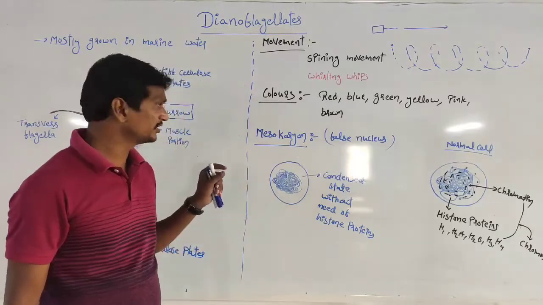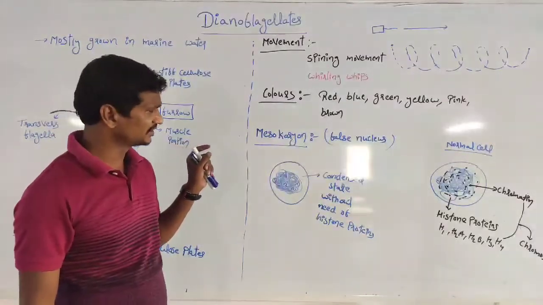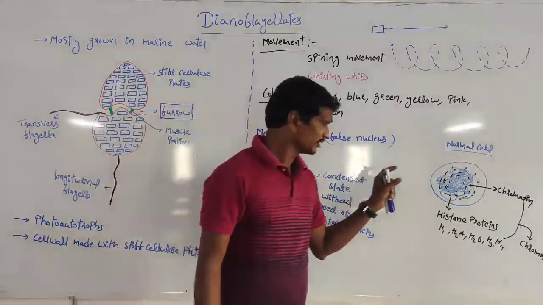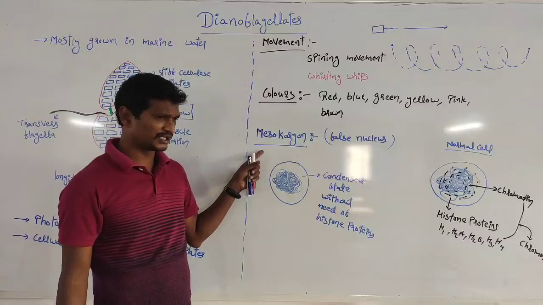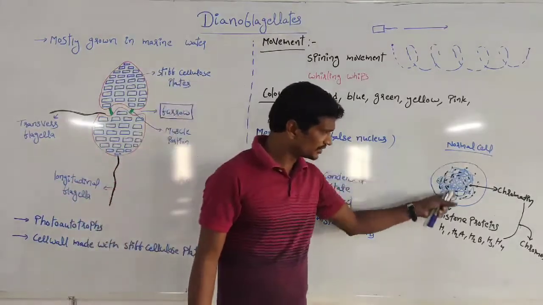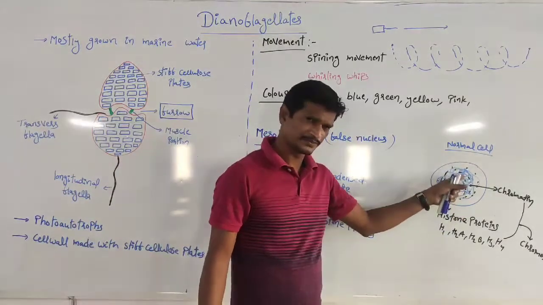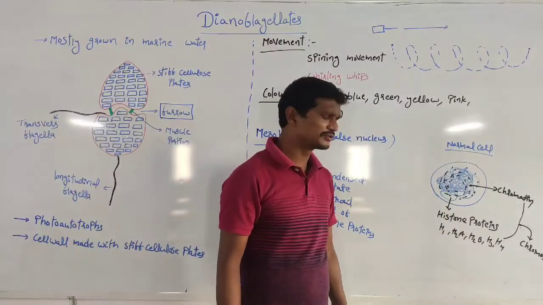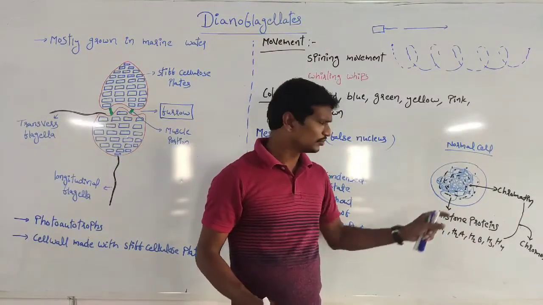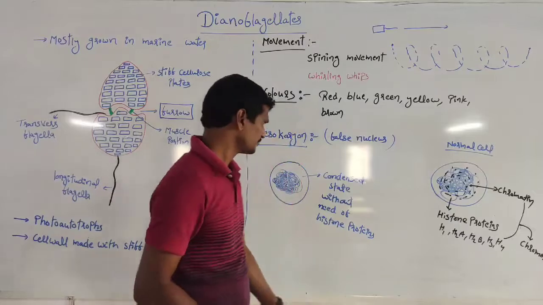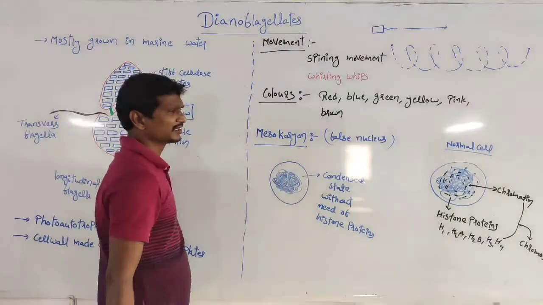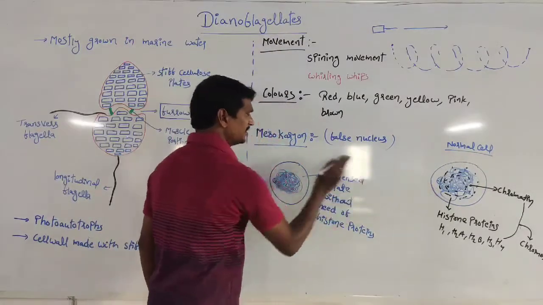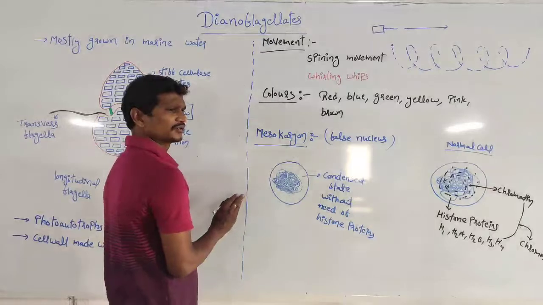See, the interesting point within the dinoflagellates is that mesokaryon is formed. A normal nucleus we consider a true nucleus because of histone protein condensation and decondensation, and during cell division, separation of chromosomes. So there is a certain event. But within the mesokaryon, this is the false nucleus.